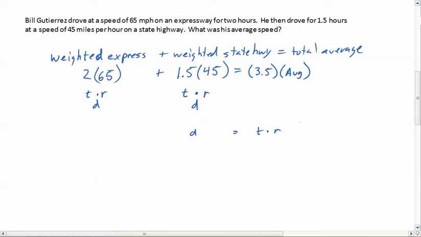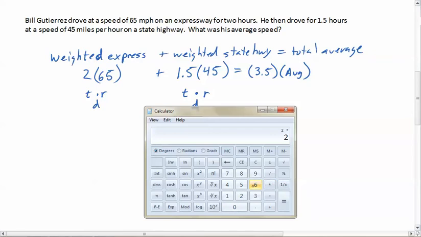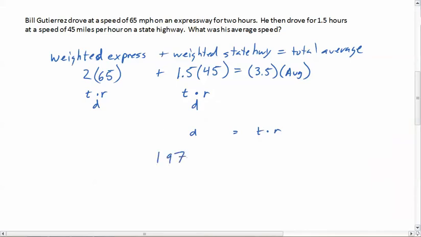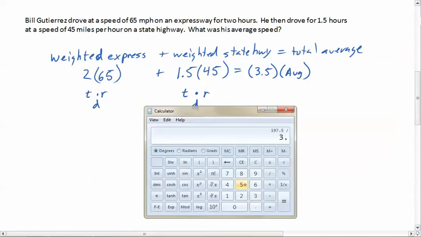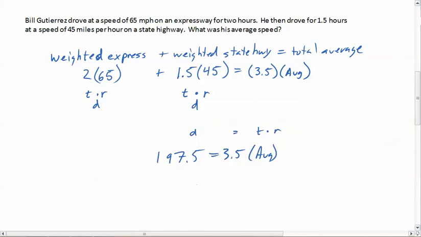Okay, so you add it together. We'll go 2 times 65, and then we'll add on 1.5 times 45, and so I got 197.5 equals 3.5 times the average, and so then we will divide by 3.5, and we get 56.4, and that was miles per hour equals the average speed because we divided by 3.5. So not too bad, huh? This is actually not too bad at all. And so this is our final answer.